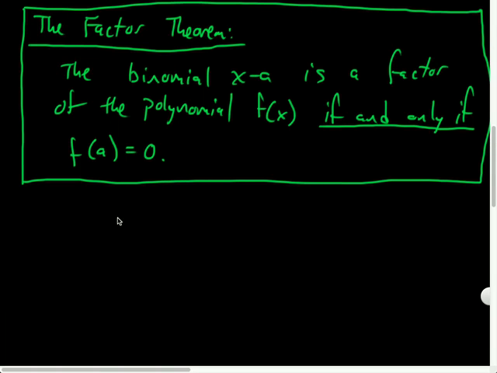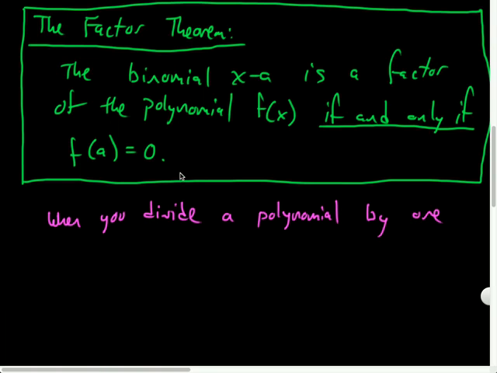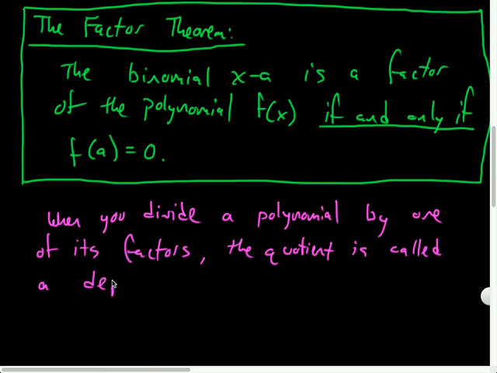Now, a little other definition fact. When you divide a polynomial by one of its factors, the book specifies one of its binomial factors. Well, even if you divide by some quadratic trinomial, it's still going to give you a depressed polynomial. By one of its factors, then the quotient is called a depressed polynomial.